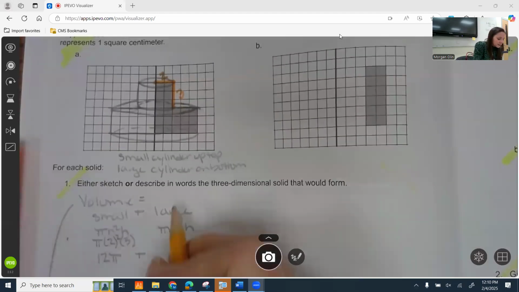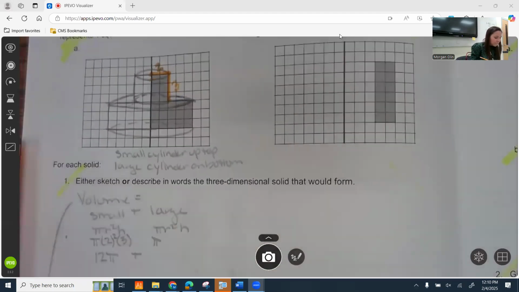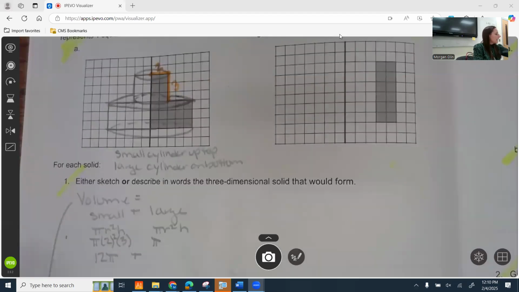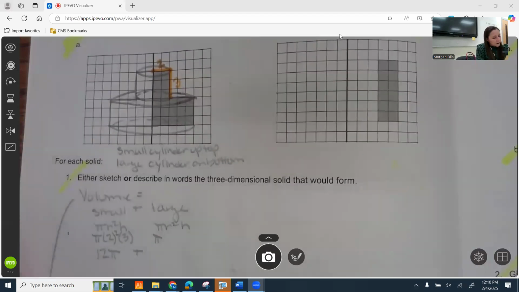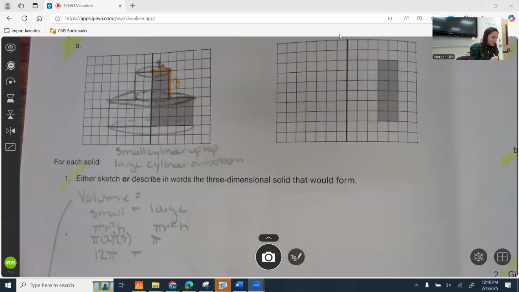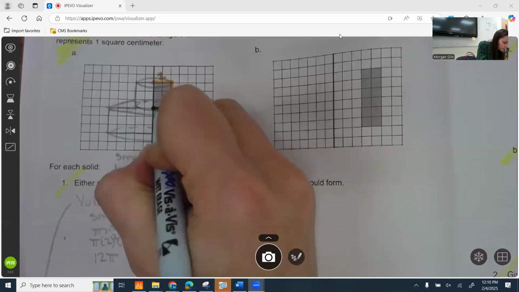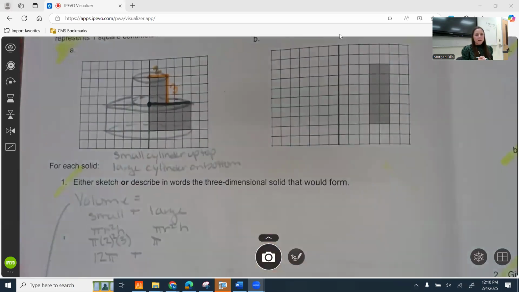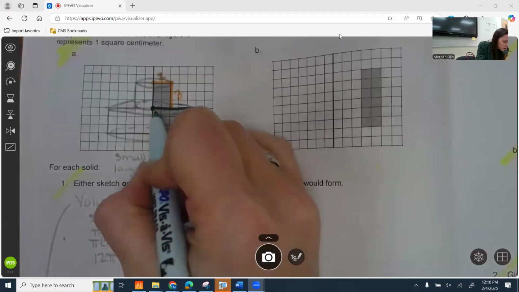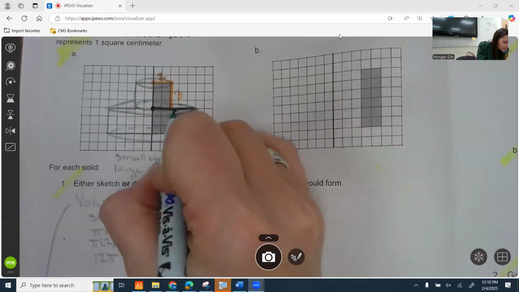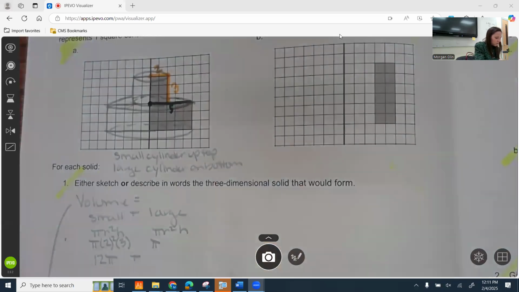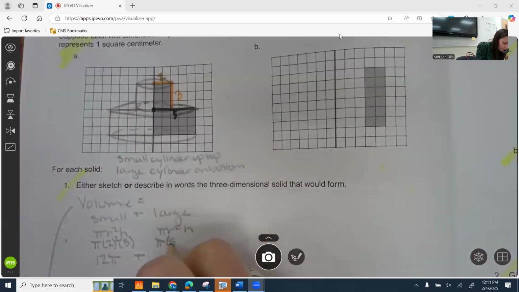All right, plus. Now let's talk about the large one. Well, you're going to have pi. Now let's look at its radius. All right, its radius right here runs from the middle to there. So basically the axis of rotation. So here, this is 1, 2, 3, 4, 5. All right, so our radius is 5 here, so I'm going to put 5 squared.